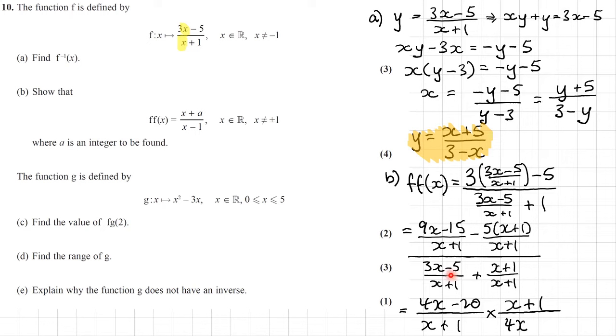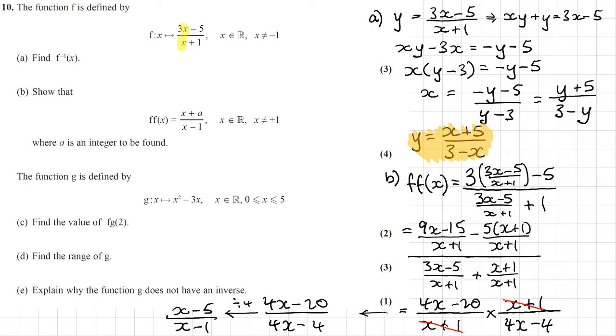And then negative 5 plus 1 is negative 4. So before we do the multiplication, the x plus 1s are going to cancel out. I'll do the working over here on the left hand side. So that would be 4x plus minus 20 over 4x minus 4. Everything can be divided by 4. So we'll have x minus 5 over x minus 1.